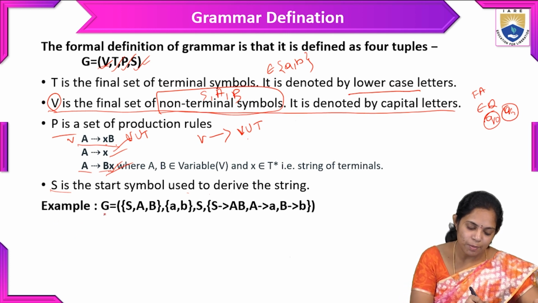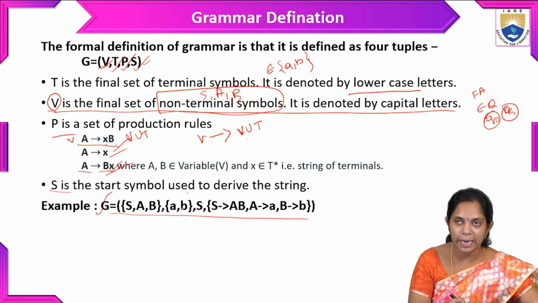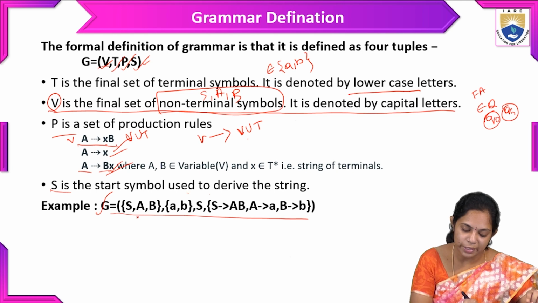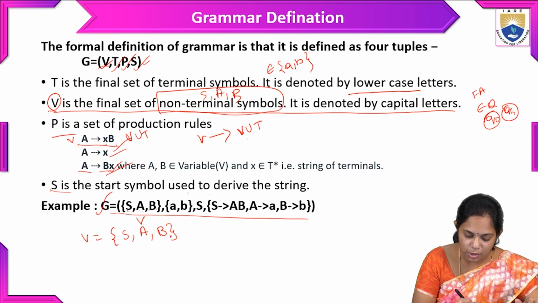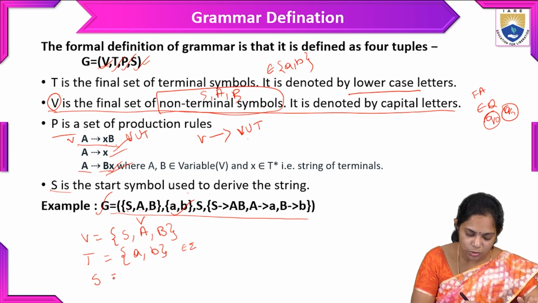And here, what example have we taken? G is represented as a grammar, and the grammar contains a 4 tuple. What is that 4 tuple? Here V is the non-terminal set, denoted by capital letters, and a, b is the terminal set, which we write as capital T, like input symbols. And here the start state is S.